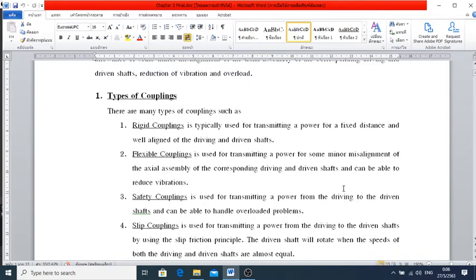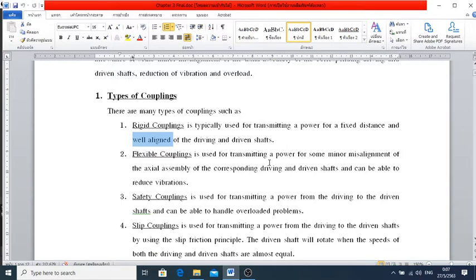Okay, number one, we have a rigid coupling, as its name implies already. It means everything is rigid. It's typically used for transmitting power over a fixed distance, and it aligns the driving to the driven shaft respectively. I would like to highlight for this one is the alignment. It means everything has to be in proper alignment. It's going to be the most important thing.